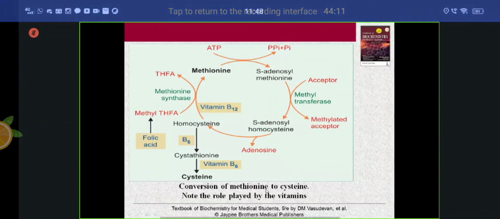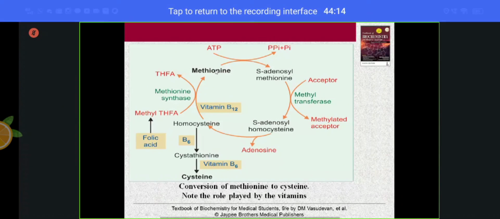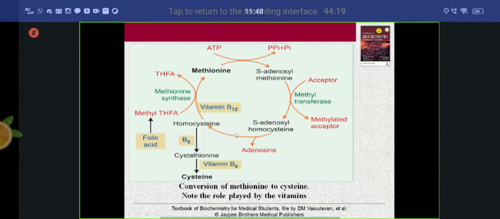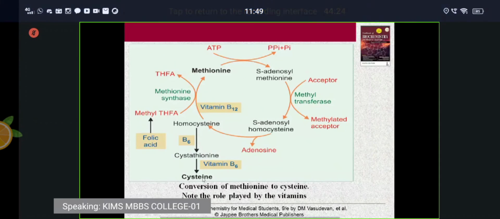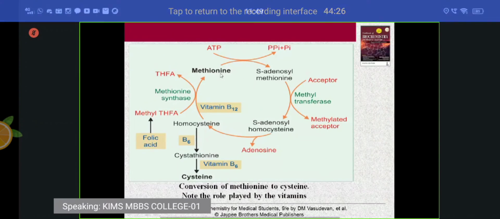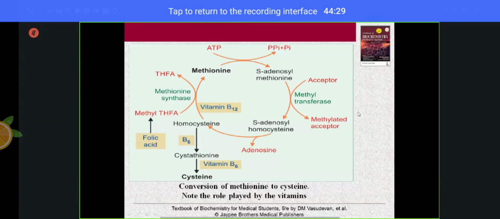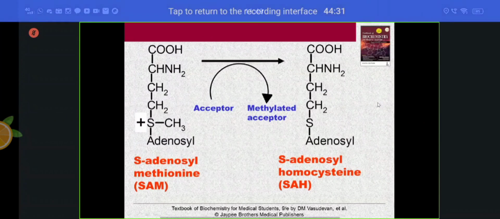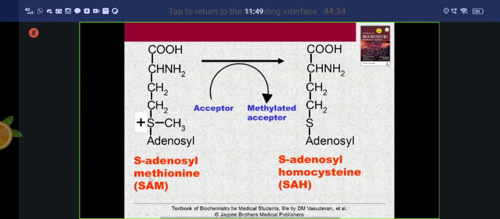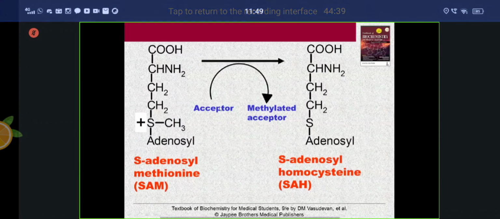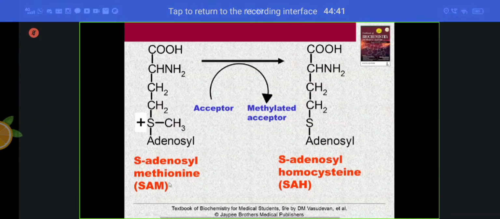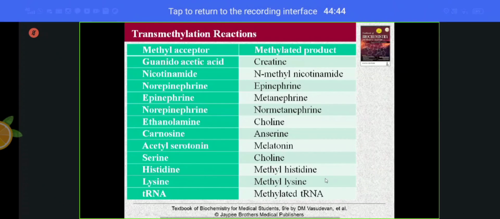So, conversion of methionine to cysteine. Again the same repetition: methionine, SAM, SAH, again homocysteine, methionine. Some amount of homocysteine is converted to cystathionine and then to cysteine. Methionine can form cysteine in our body. This is very important. Whenever you get a 2 marks question, always try to remember this. Methyl goes to the acceptor, so once you lose the methyl, you get SAH. Transmethylation reactions are an expected 4 mark question.